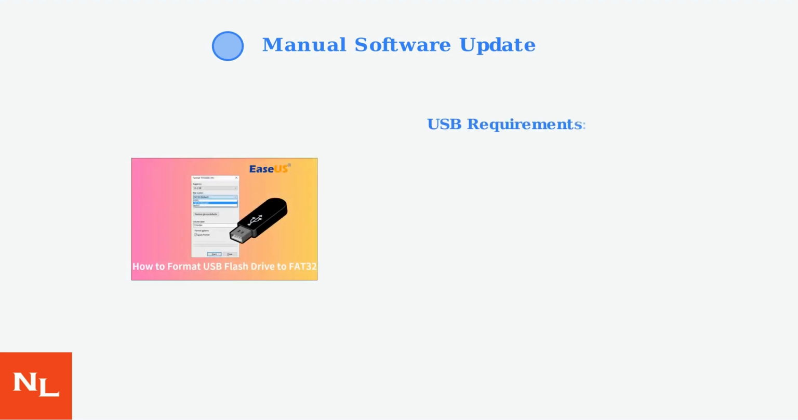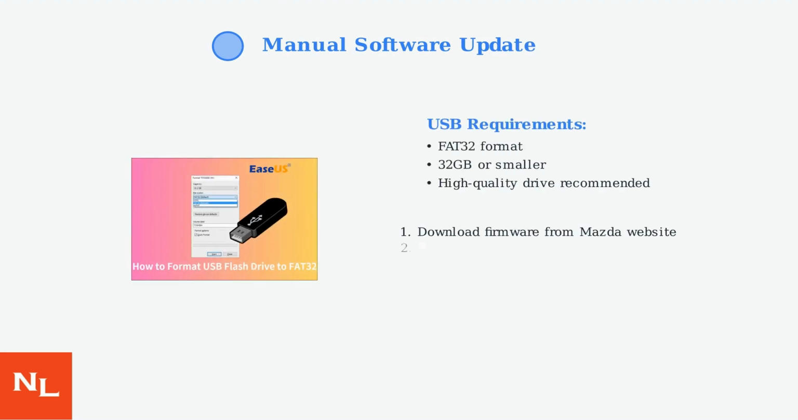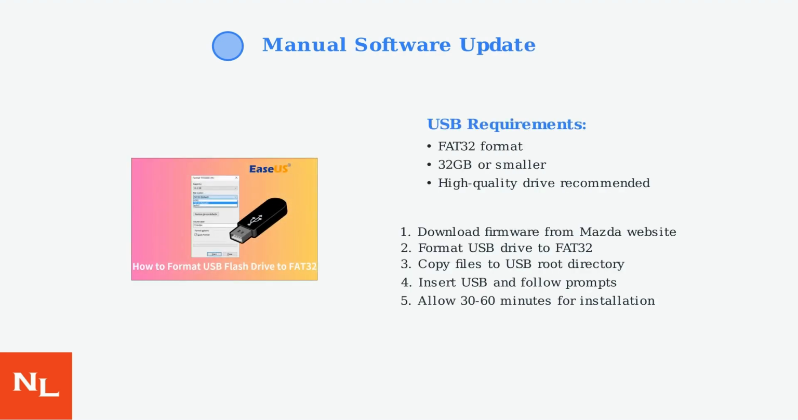The first step is attempting a factory reset through your system settings menu. If the factory reset doesn't resolve the issue, you can manually update the software using a USB drive. This requires downloading the latest firmware from Mazda's website and properly formatting your USB drive.